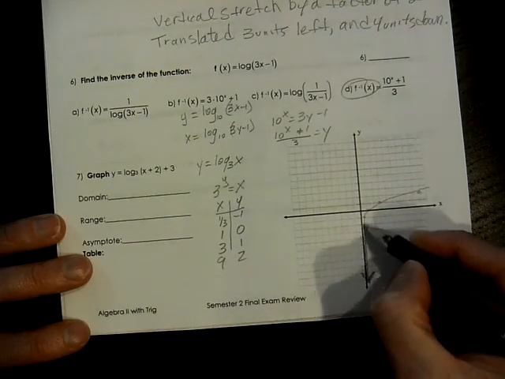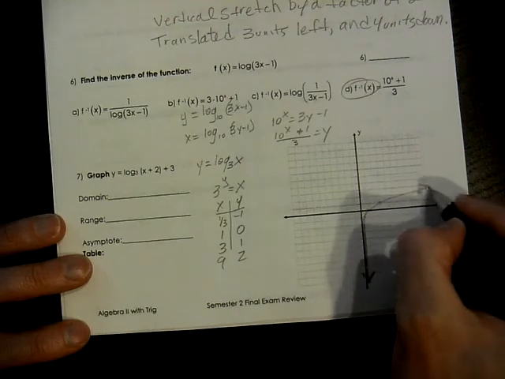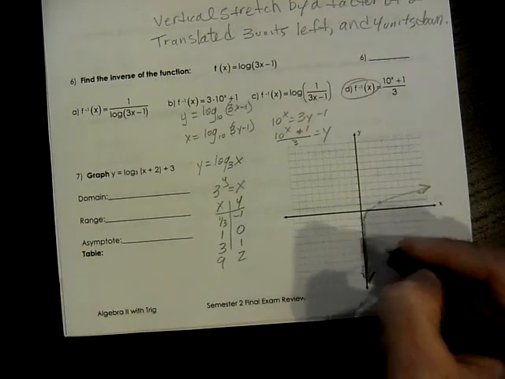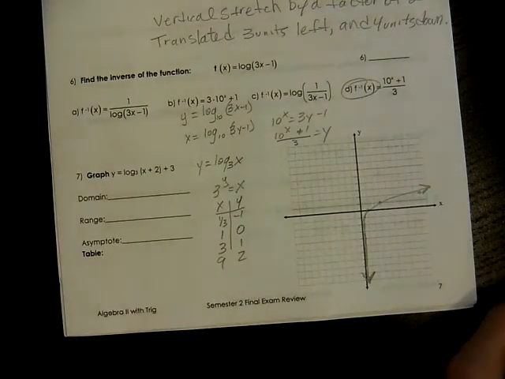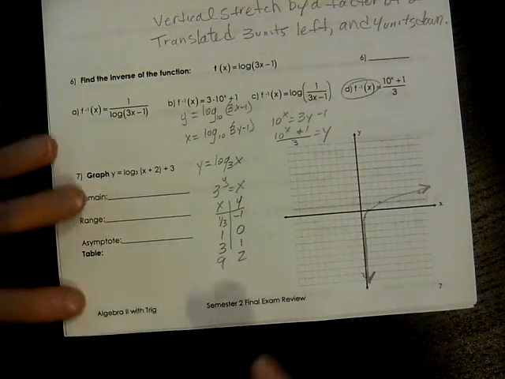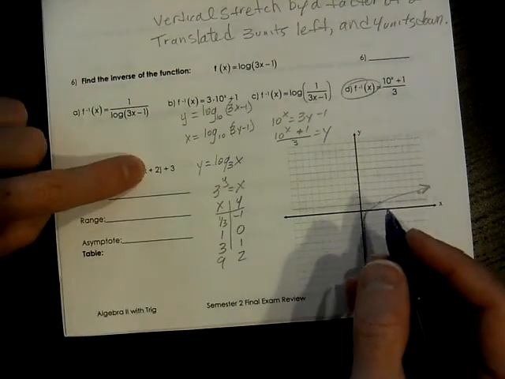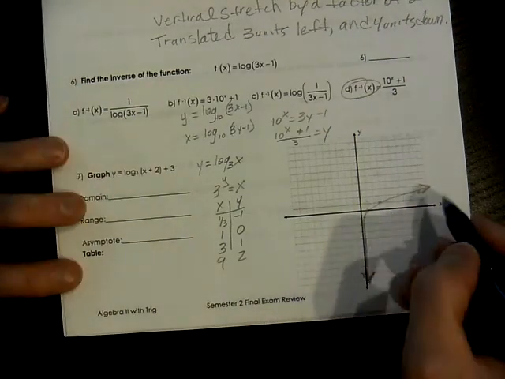If you type this into a calculator, you won't see it going down so much. It will seem like it stops, but it does not. And then we're going to translate this. 2 units left and 3 units up.